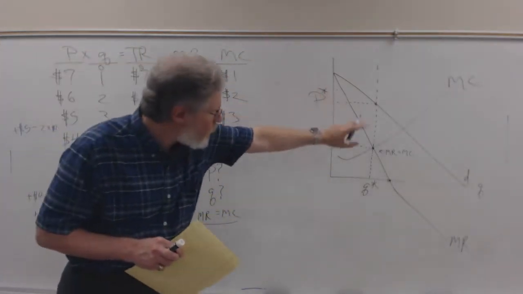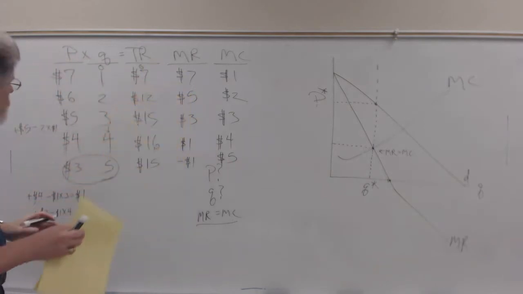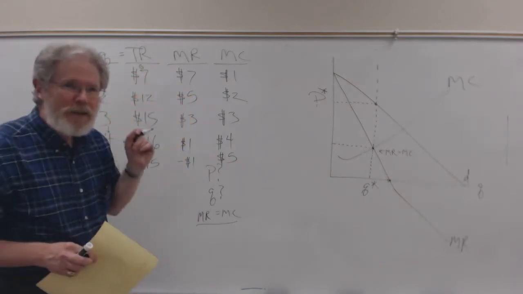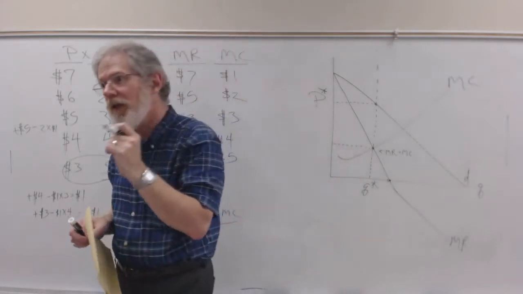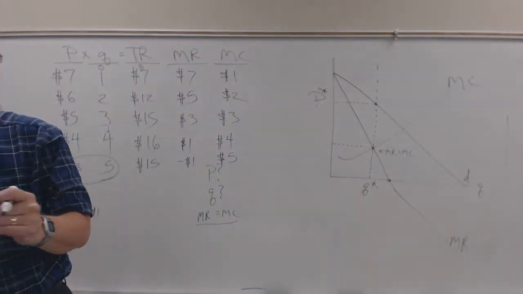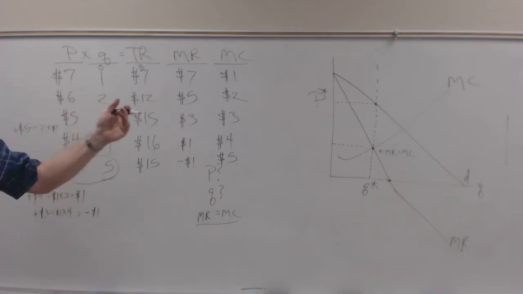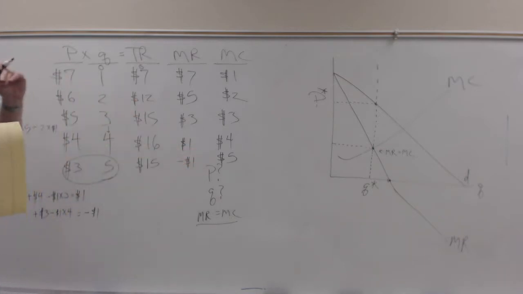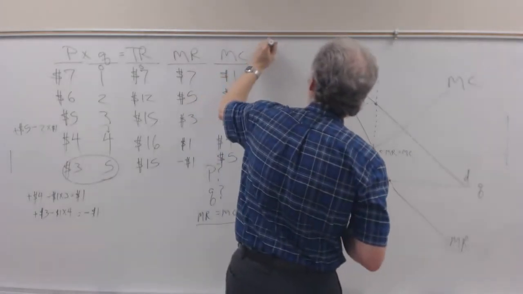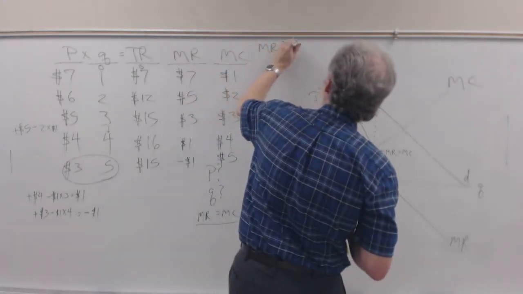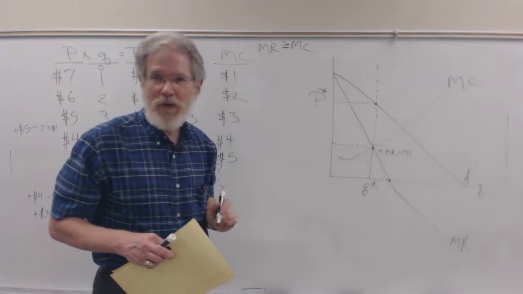Now just forget this for a while. Looking at this information, how does he decide which quantity to produce? Well, he looks at each unit and says, is it worthwhile to produce you? Is it in my interest to produce that first unit? Well, he wants to produce every unit that has a marginal revenue greater than or equal to its marginal cost.